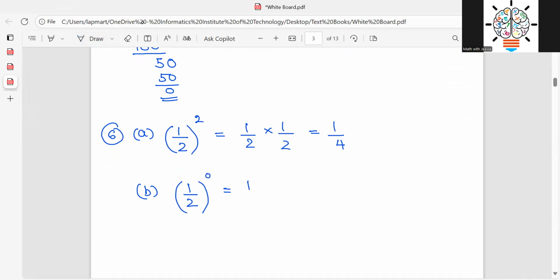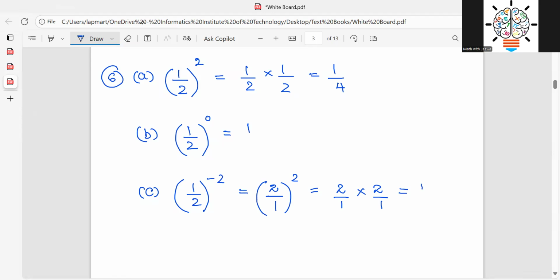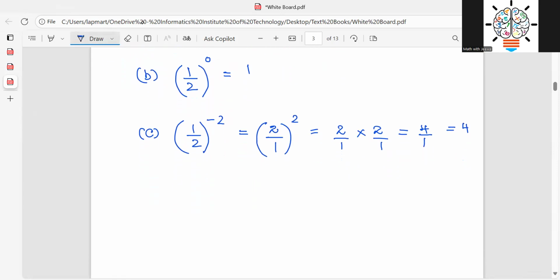Okay. And part C, we have negative index, 1/2 to the power -2. To convert this negative index into a positive index, that becomes 2/1 to the power 2. What does this mean? We can just multiply 2 times. Then the final answer will be 4/1, and the answer is 4. Okay. Then we will move to question number 7.